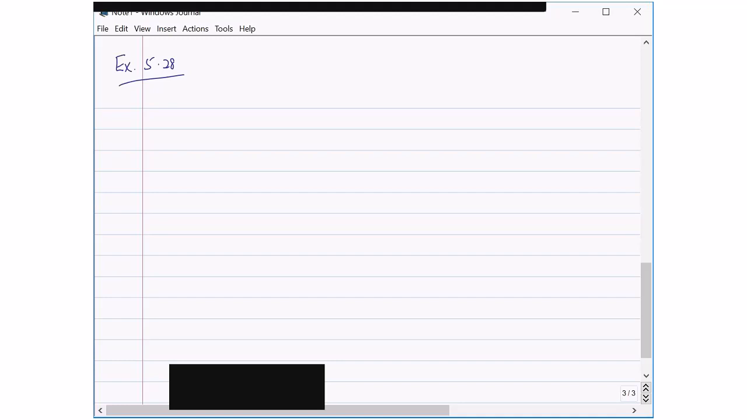Okay, exercise 5.28 says, find the range of values of m for which the equation has no real roots. Represent the solution set on the number line. So this question is a little bit different. They tell you that the equation must have no real roots. So let's write down the equation first.